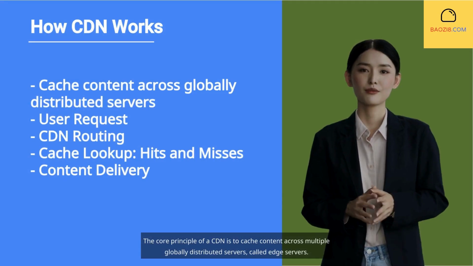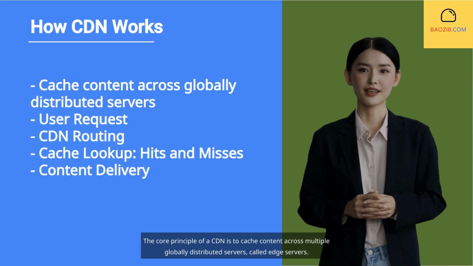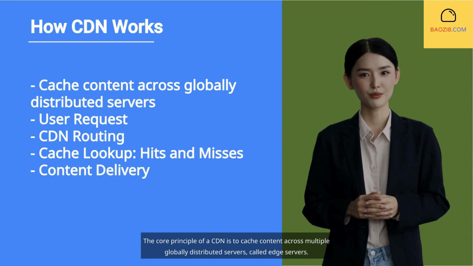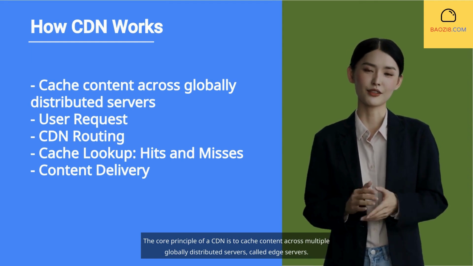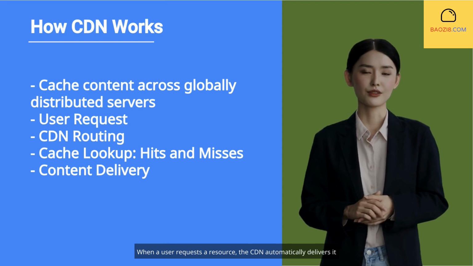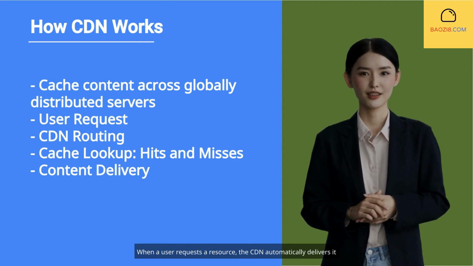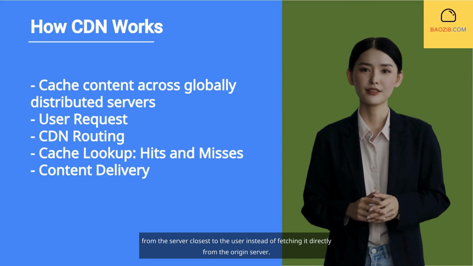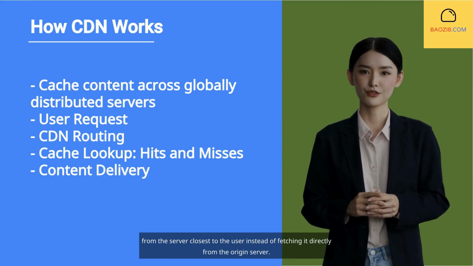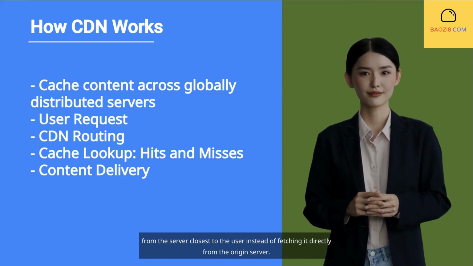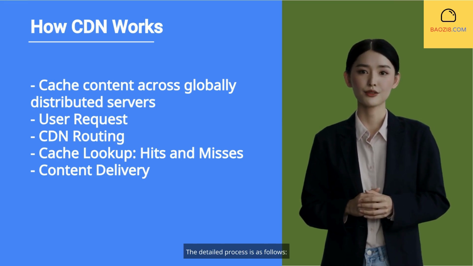The core principle of a CDN is to cache content across multiple globally distributed servers, called edge servers. When a user requests a resource, the CDN automatically delivers it from the server closest to the user instead of fetching it directly from the origin server. The detailed process is as follows.